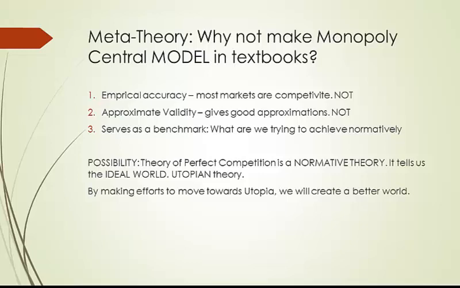So the final defense, and this is the real defense which is currently offered, is that this is a normative theory. This is an ideal. This is a benchmark, and this is actually what the name implies: perfect competition. Everybody admits that competition can never be really perfect, but this is the ideal towards which we should try to go. So then, basically, it's a utopian theory.